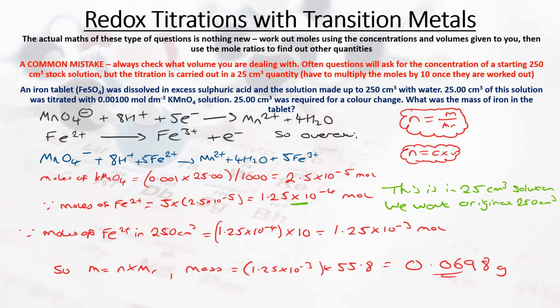And again, watch the significant figures. We can only give our answer to the minimum number of significant figures in the question. The 250 cm³ is 3 significant figures. Our 25 cm³ is 4 significant figures technically, and our 0.001, notice we have 2 zeros at the end of that, is also a 3 significant figure number. And so the minimum is 3, so we give it to 3 significant figures, 0.0698.